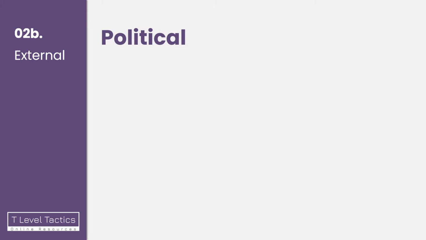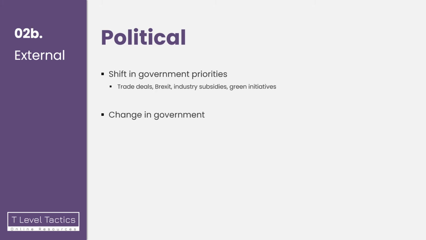In terms of political factors, there could be a shift in government priorities. Take a look at trade deals, for instance, the impact of Brexit, industry subsidies, and green initiatives that the government might be trying to push towards. There could be a change in government, for instance in terms of tax policies for organizations and businesses and tariffs on goods that are imported and exported.